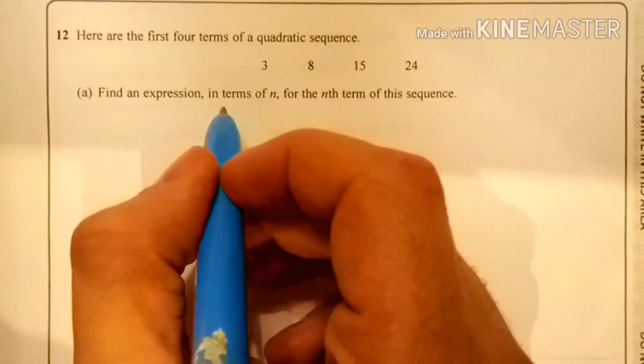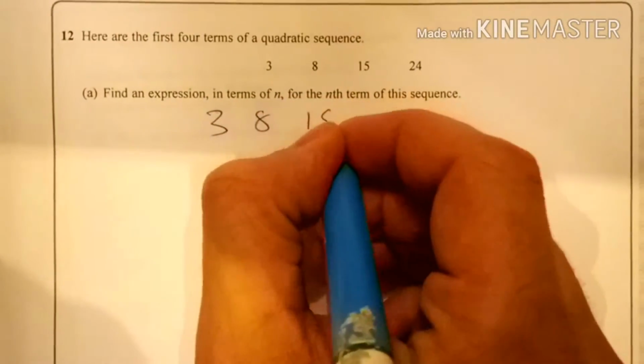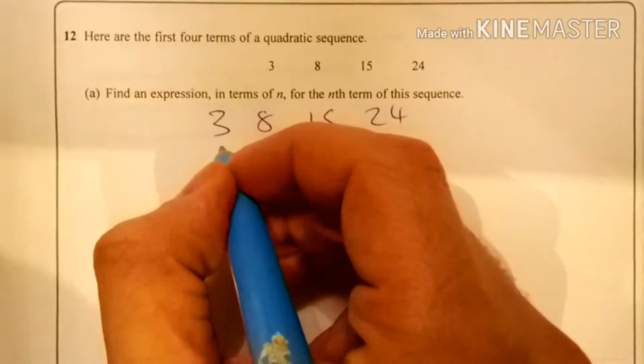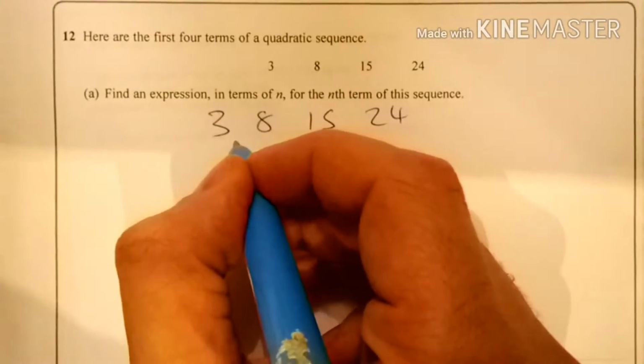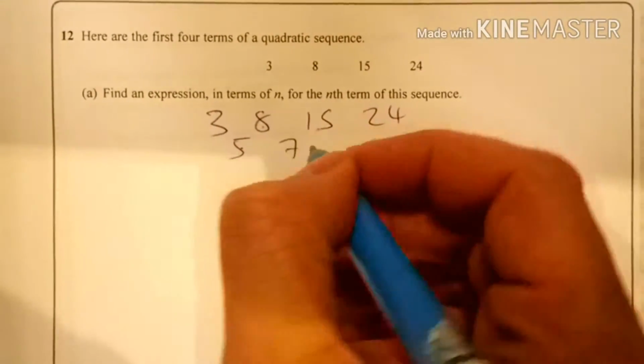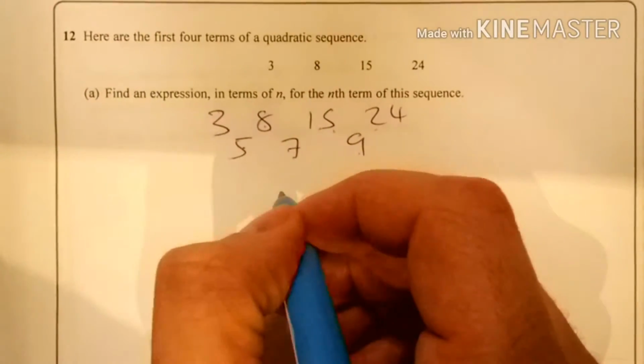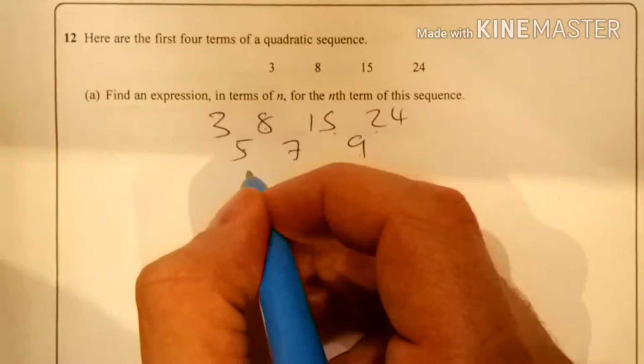Okay, find an expression in terms of n for the nth term of this sequence. Right, I'm going to write the sequence out. We'll check the first level difference. The difference between 3 and 8 is 5. The difference between 8 and 15 is 7. The difference between 15 and 24 is 9. This tells me it can't be a linear sequence. So let's try the second level difference.